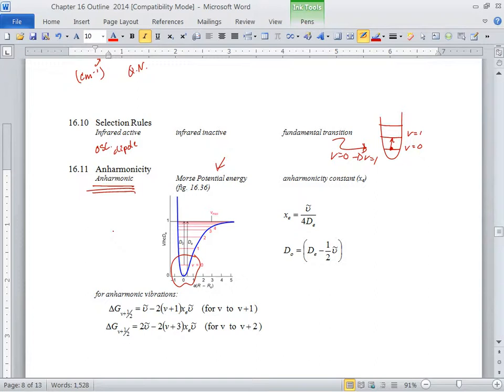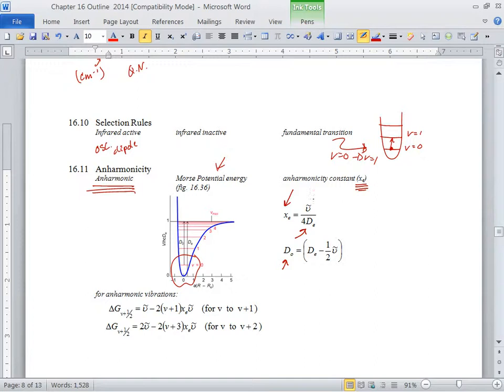But here's some symbols here. We've got DO versus DE. Now, the anharmonicity constant is this funky looking XE. It's not really an X. I think it's a chi or something. But let's call it XE.